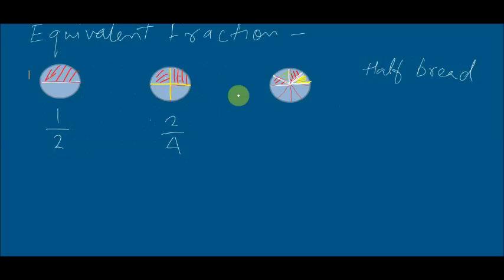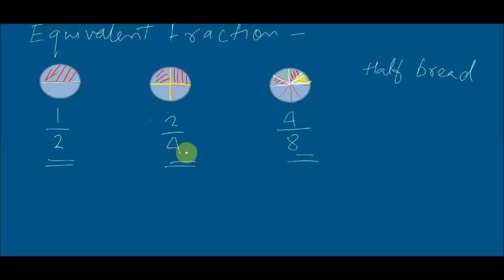Now again we further divided the bread into 8 equal parts, as you can see in this image, and we have taken 1, 2, 3, 4 equal parts. As we have divided this into 8 equal parts, for the denominator we write 8. And we have taken 4 shaded parts, so we write 4 here. Friends, you are watching that all three fractions look different.